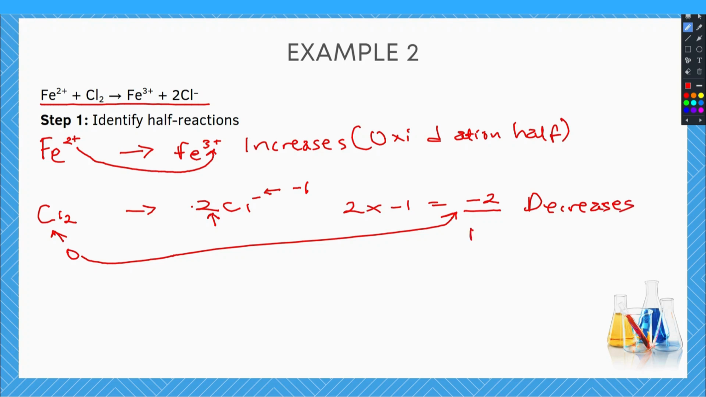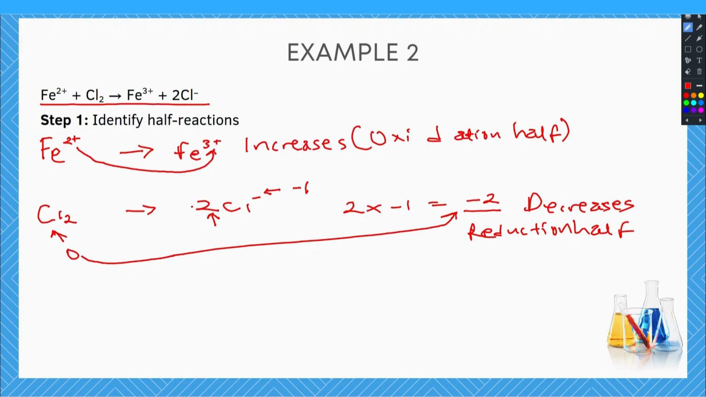And when it decreases, we say reduction has taken place. So therefore, this is the reduction half. So we've identified the reduction half, and we've identified the oxidation half. Now, the next thing to do is to indicate the flow of electrons.